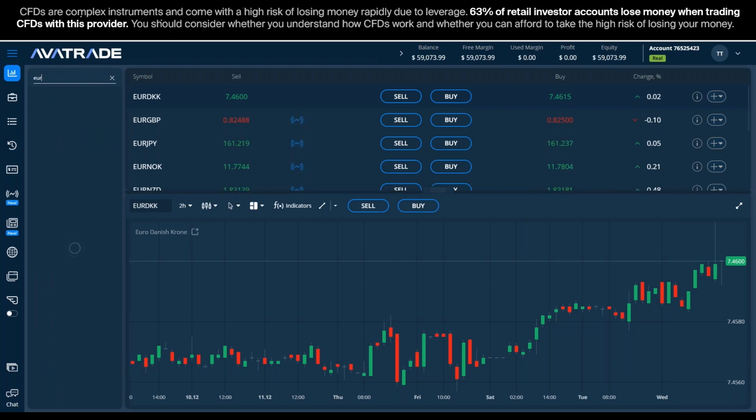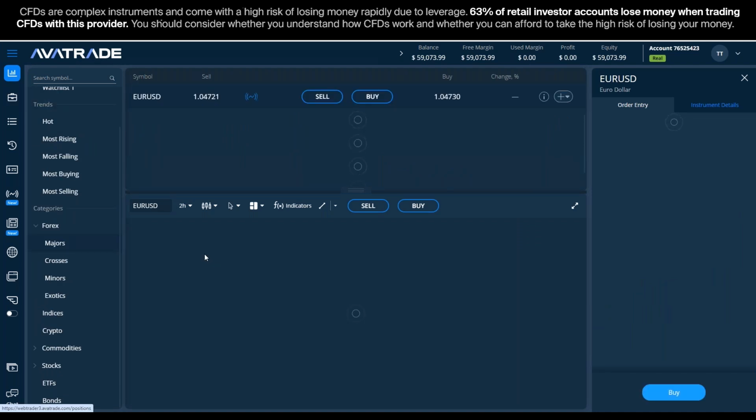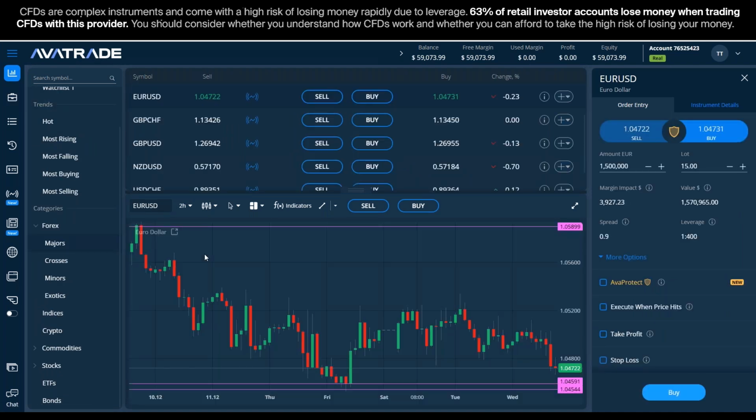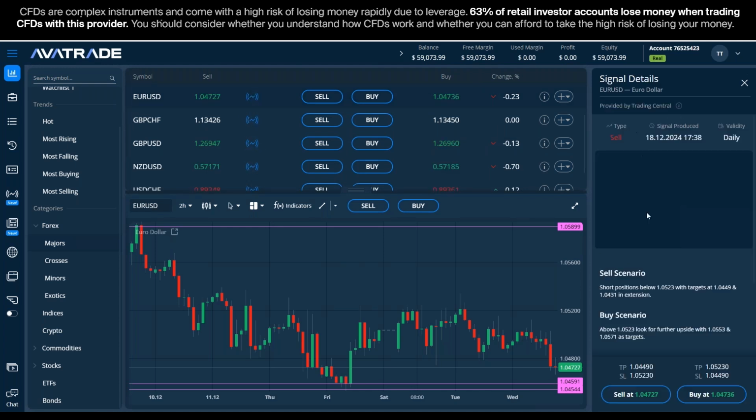And a common place to go would be something like the Euro USD, and just to see if there's a technical signal from Trading Central on the Euro USD. And I see that there usually is. So if we click on this symbol, we'll load the technical breakdown within the order window. Okay, and so what we see here is there's an expectation that the USD will strengthen in the short term.